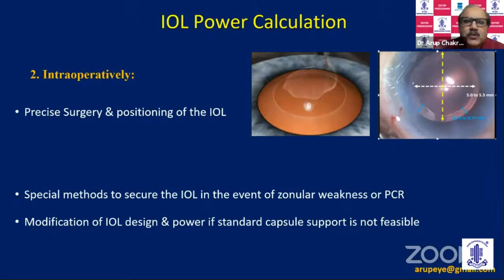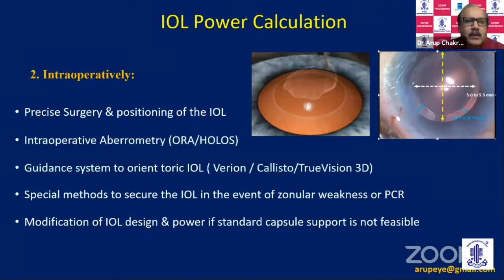So here we need to tinker with the intraocular lens power. All these will be dealt with in the second part of our webinar, maybe next month. We have also heard that intraoperative aberrometry has pros and cons, and it does well. There are a lot of publications coming on this topic. I am sure we'll be hearing about these things, as well as the guidance systems to orient toric intraocular lenses. Many surgeons use them.